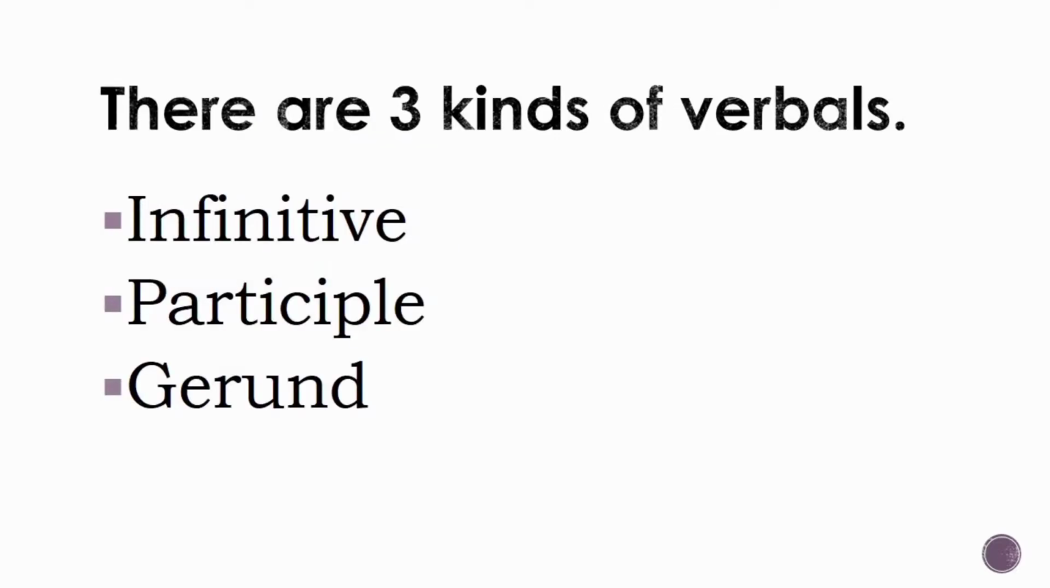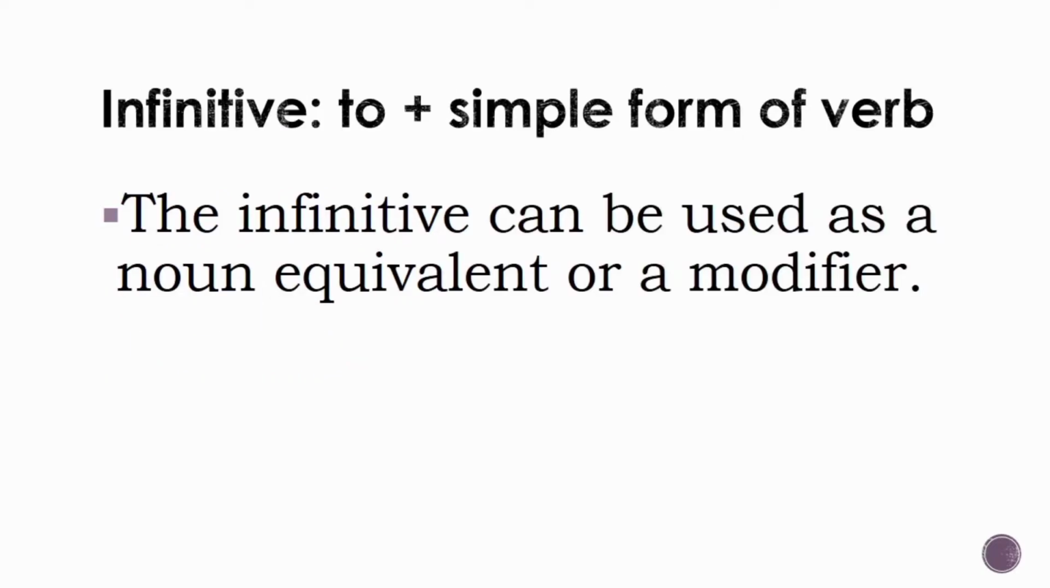There are three kinds of verbals. They are infinitive, participle, and gerund. Let's get to know each of them. The first one is the infinitive. Its form is to plus simple form of the verb. You can have to stand, to walk, to sing, to dance.